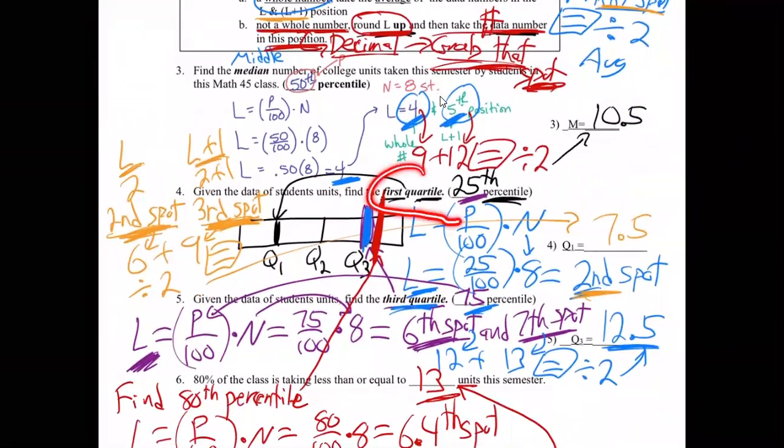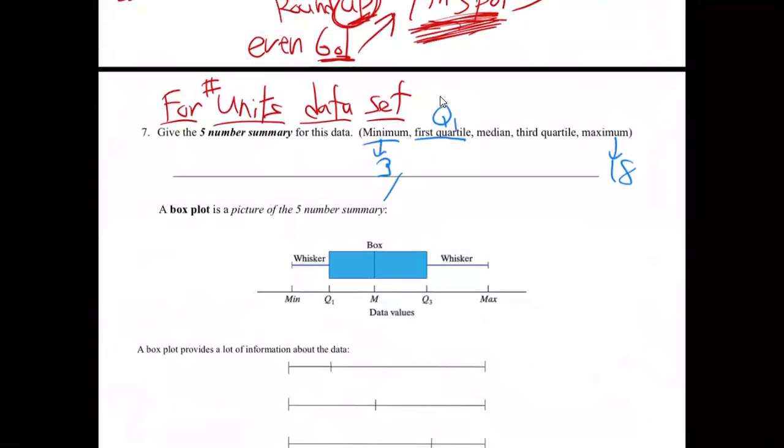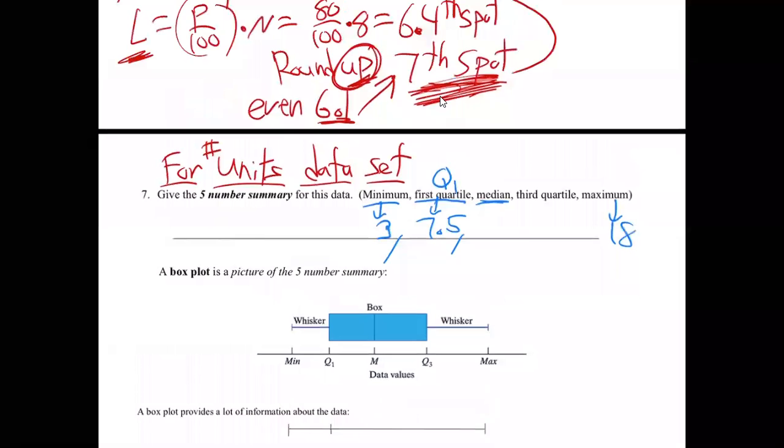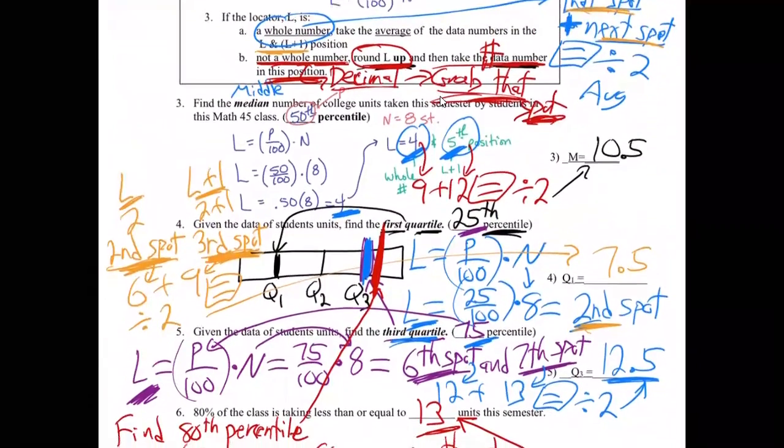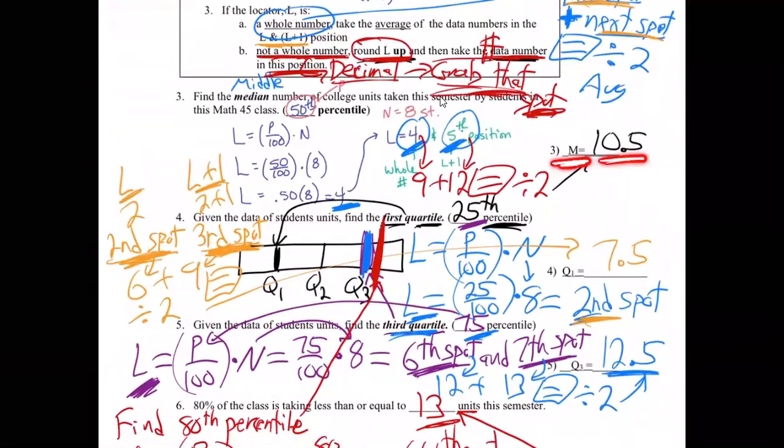First quartile. What did that answer come out to be? 7.5. Yeah, there it is. Q1, first quartile, 7.5. So let's go put that in there. First quartile, 7.5. Median. Remember the median? We found that. Or actually, we finished it today, didn't we? So right here, right? The median, 10.5.